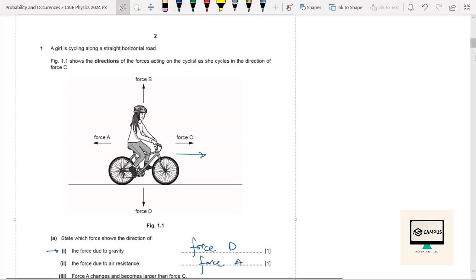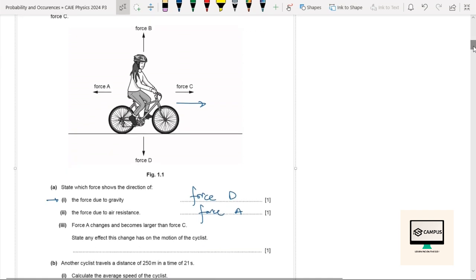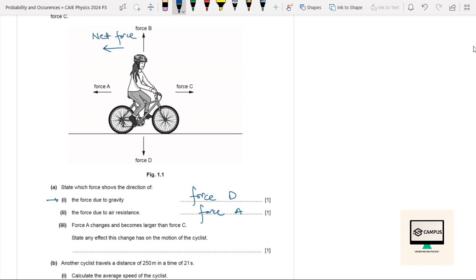Okay, now third one, force A changes and becomes larger than the force C. State any effect this change can have on the motion of the cyclist. So we need to think of it from a different perspective. When force A becomes greater than force C, that means the net force would now be acting in the leftward direction.